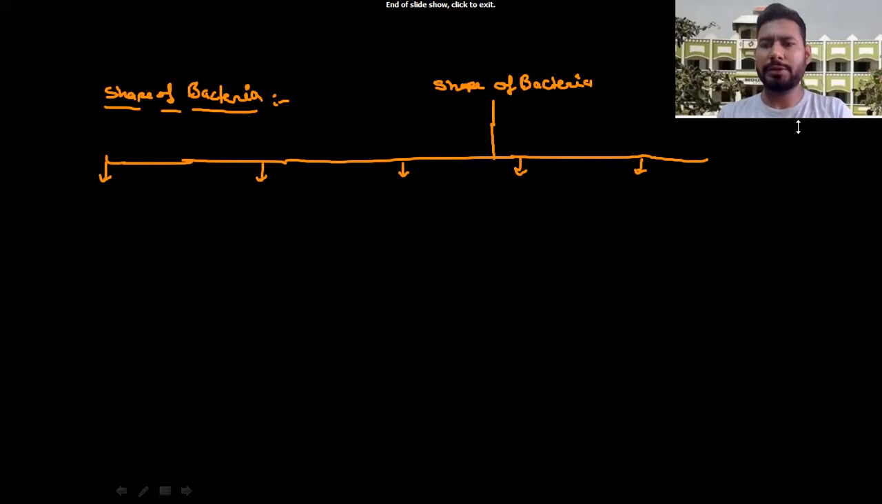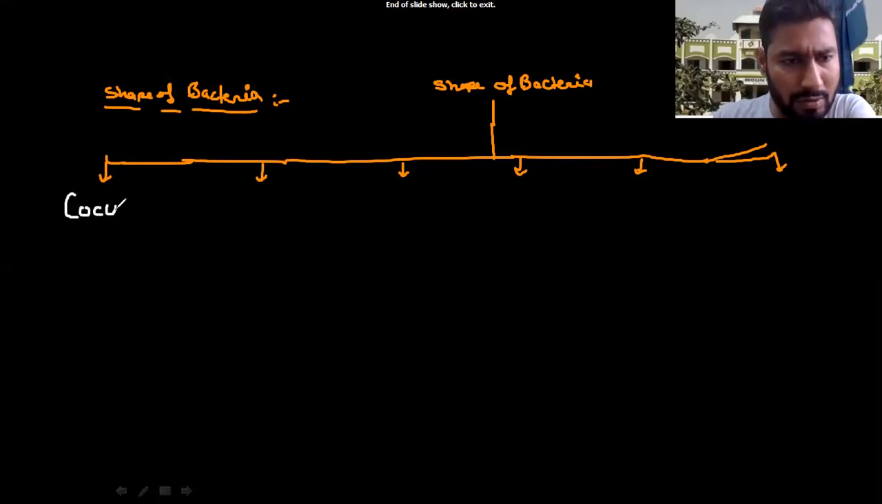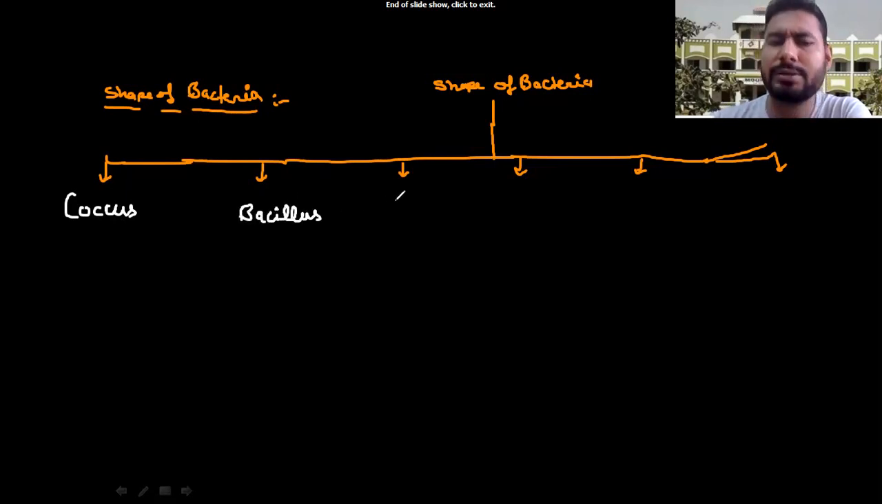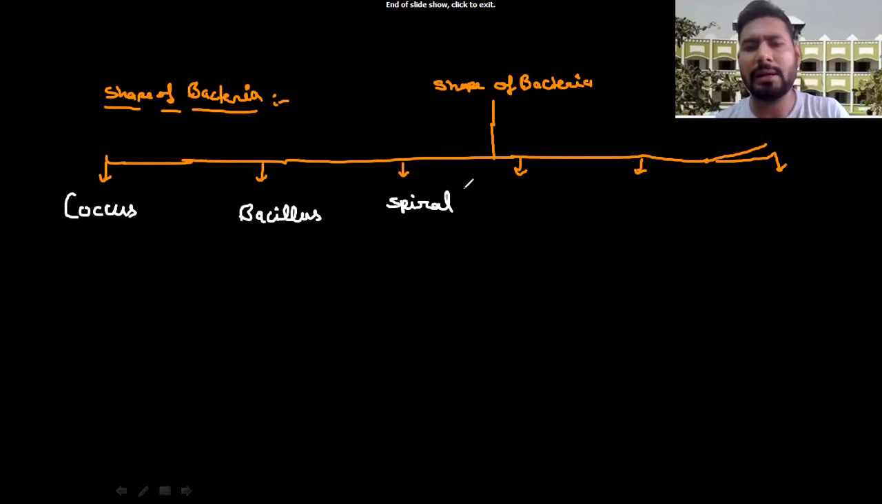Okay, so look at it again. Here I'm going to draw. In this flow chart, for the shape of bacteria, number one is the coccus. Coccus is the spherical shape of bacteria. Coccus means spherical shape. Second is the bacillus shape of bacteria, rod shape. And third is the spiral shape of bacteria.